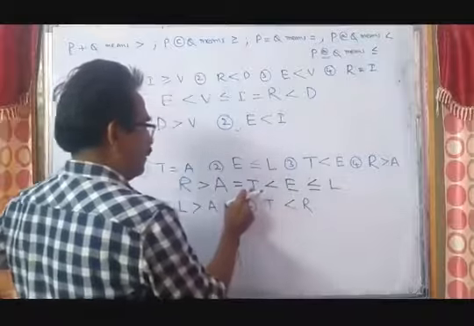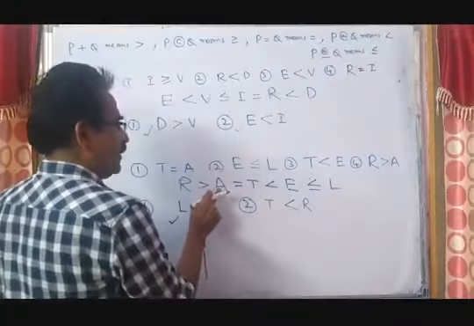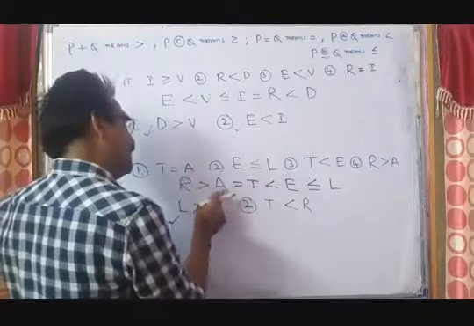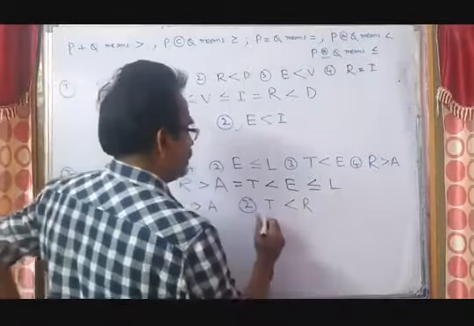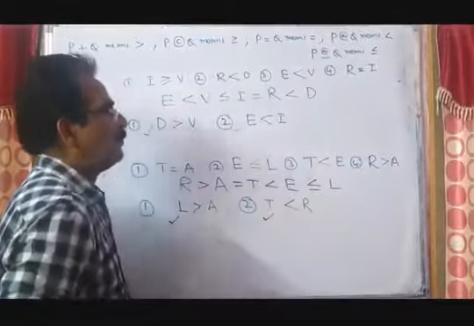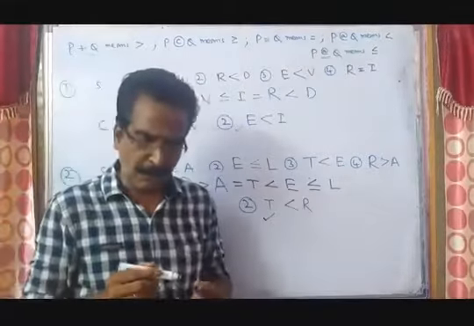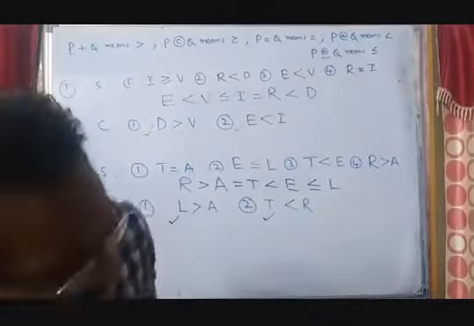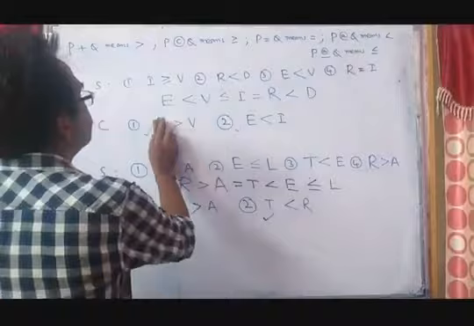T less than R. T is equal to A. A less than R. So T is also less than R. The second conclusion is also followed. So in these two problems, both the conclusions are followed. Now let us take up the third problem.